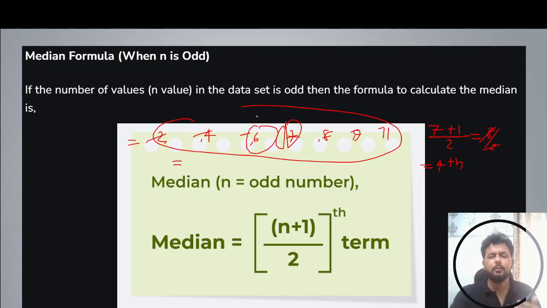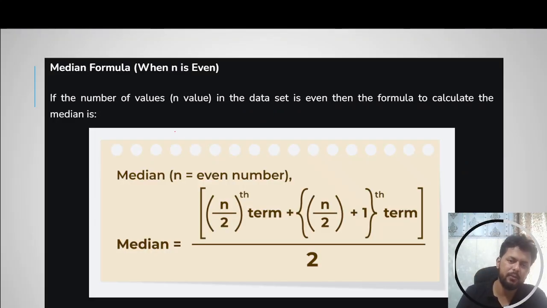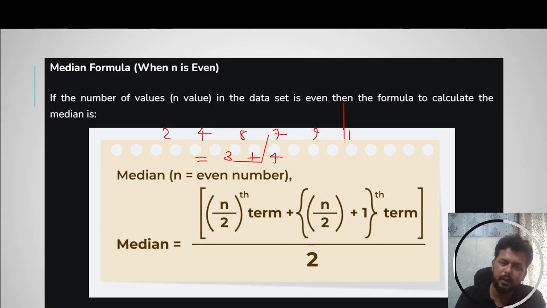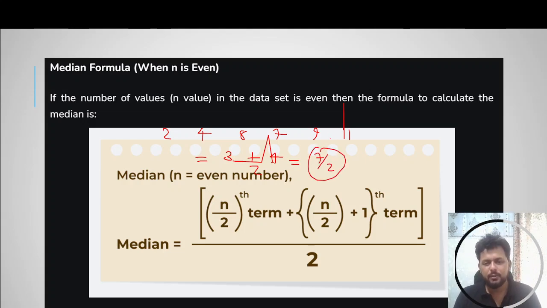But let's say for a moment we have an even number of data. If we have an even number of data, then we find the n by 2th term. Let's say we have data like this: 4, 6, 8, 7, 9, 11. We have 6 data. So we find the n by 2 term, that means 6 by 2, the third term, plus the n by 2 plus 1 term, the fourth term, upon 2. Are you getting this point? So in this case, when we want to find the median, we use this formula.